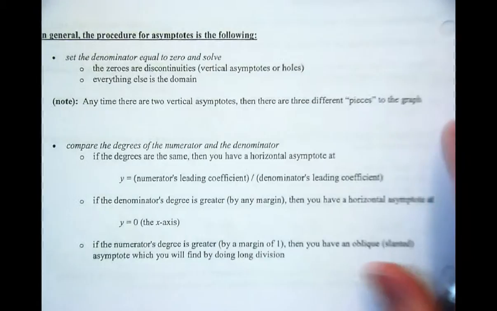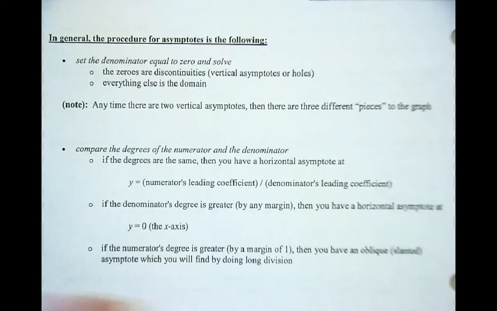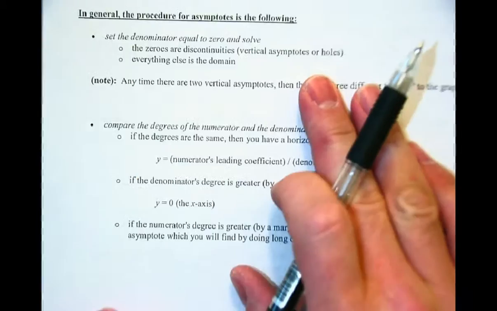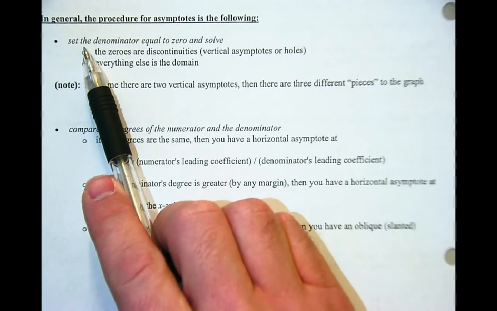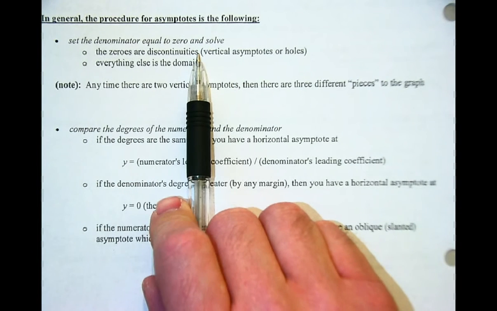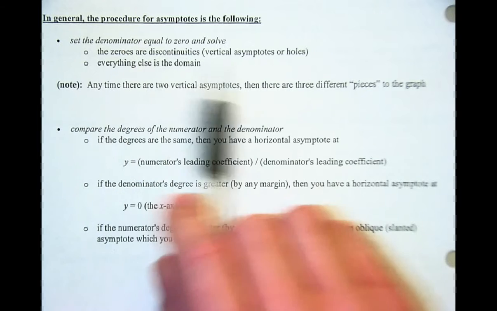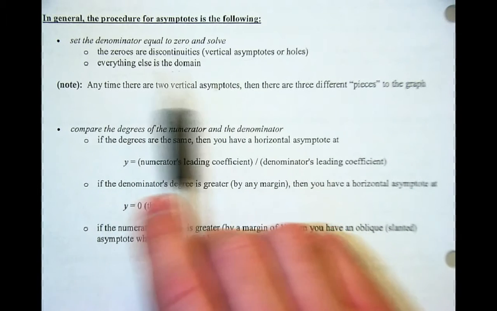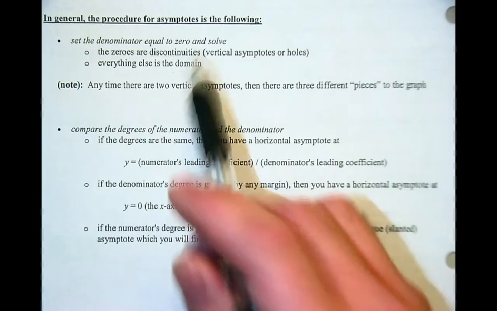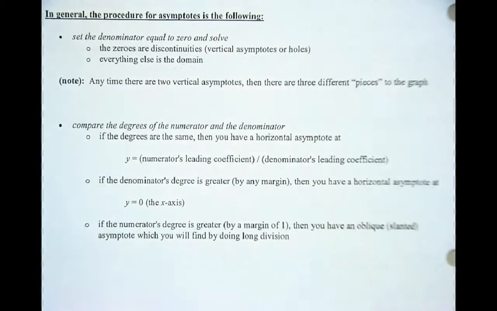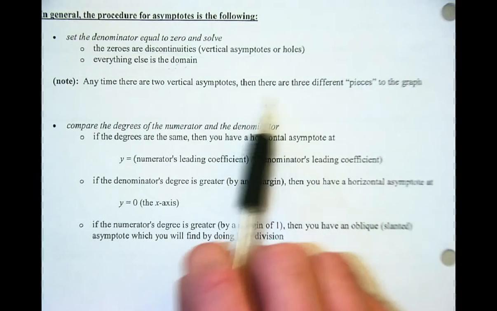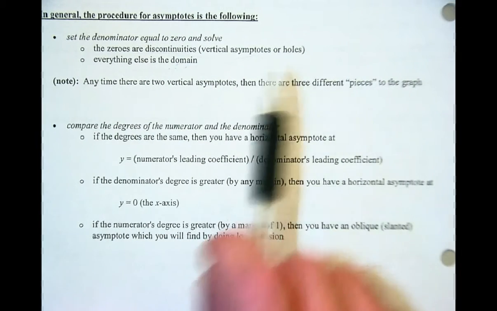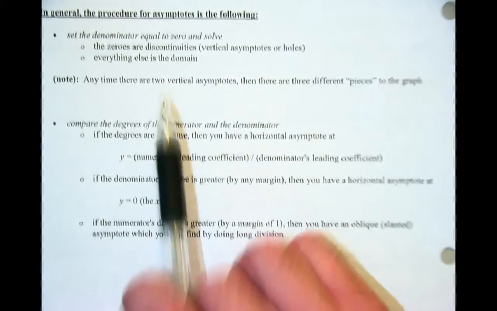So in general, summarization on the back here. This is all online, or it should be if I can get it to work today. Set the denominator equal to 0 and solve, and that tells you your vertical asymptotes. Everything else is the domain, which means everything else is your x values. Anytime there are 2 vertical asymptotes, there will be 3 pieces to your graph, which you'll see today.